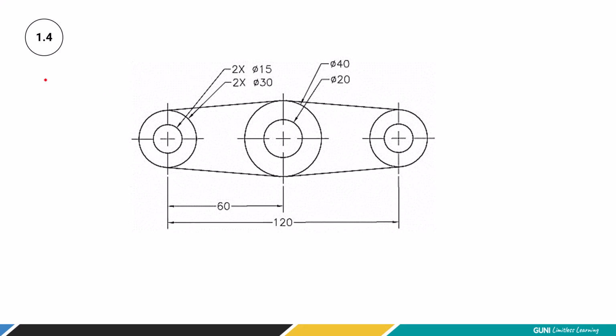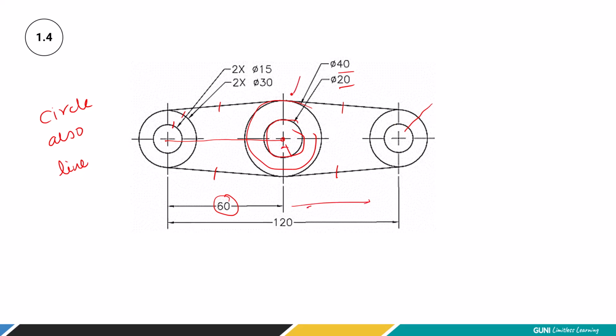In this exercise 1.4, it's a simple case of the circle command, and we will also use line to join different circles, right? So what is the strategy? First we are going to draw the two concentric circles of given dimensions. Then we will draw two concentric circles located at a distance of 60 from the center of the center circle on the left side. Similarly, we will draw the remaining two circles at a distance of 60 from the center of these circles.